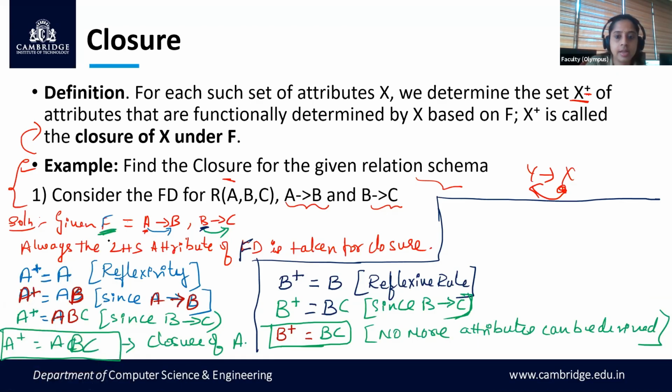So what is my F? Based on F, functionally I can determine many attributes. So X closure is called the closure of X under F. A plus is equal to ABC I have got only because of functional dependency F, under F. So closure of X is determined under F. So you understood the definition of closure now. Any doubt? Okay.